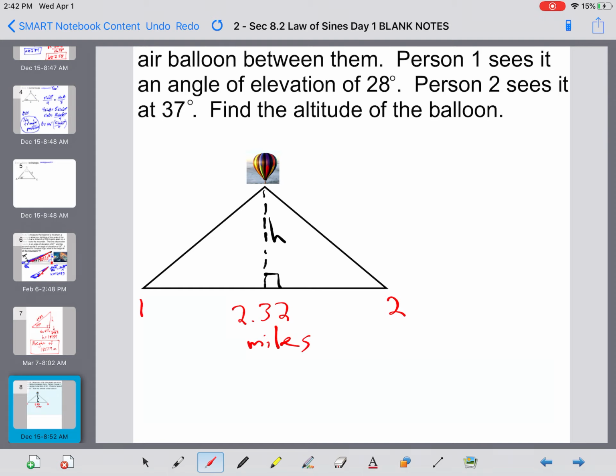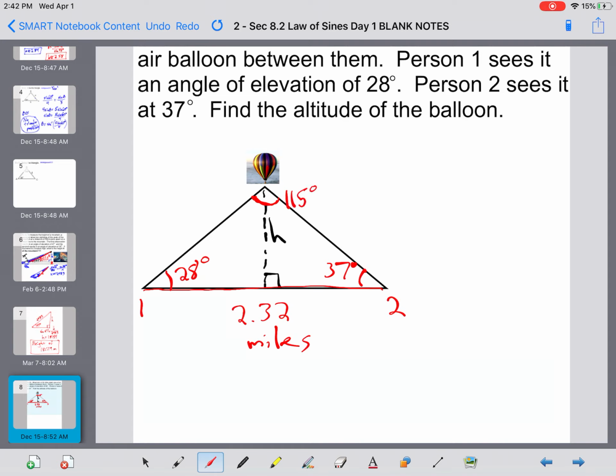It doesn't say that. And if you think about their angles of elevation, right? This is 28 degrees. This is 37 degrees. The balloon can't be directly in the middle of them. They're not looking up at the exact same angle. So don't just take that 2.32 miles on the bottom here and split that in half. You can't do that. All right? So we're looking for h. All we know is the angle of elevation, 28 degrees and 37 degrees. Think about it now, we can come up here. The next little trick is to find that top angle. 180 minus those other two gives me 115 degrees.